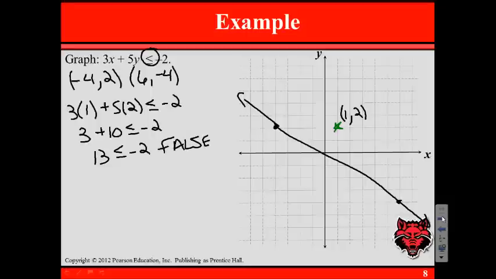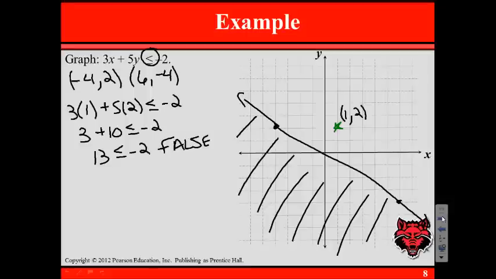Because our statement is false, we do not want to shade the region that contains the test point. So instead, we will shade the other side. Every time, one side will be true, one side will be false. We always want to shade the true side, or the side that is not false.